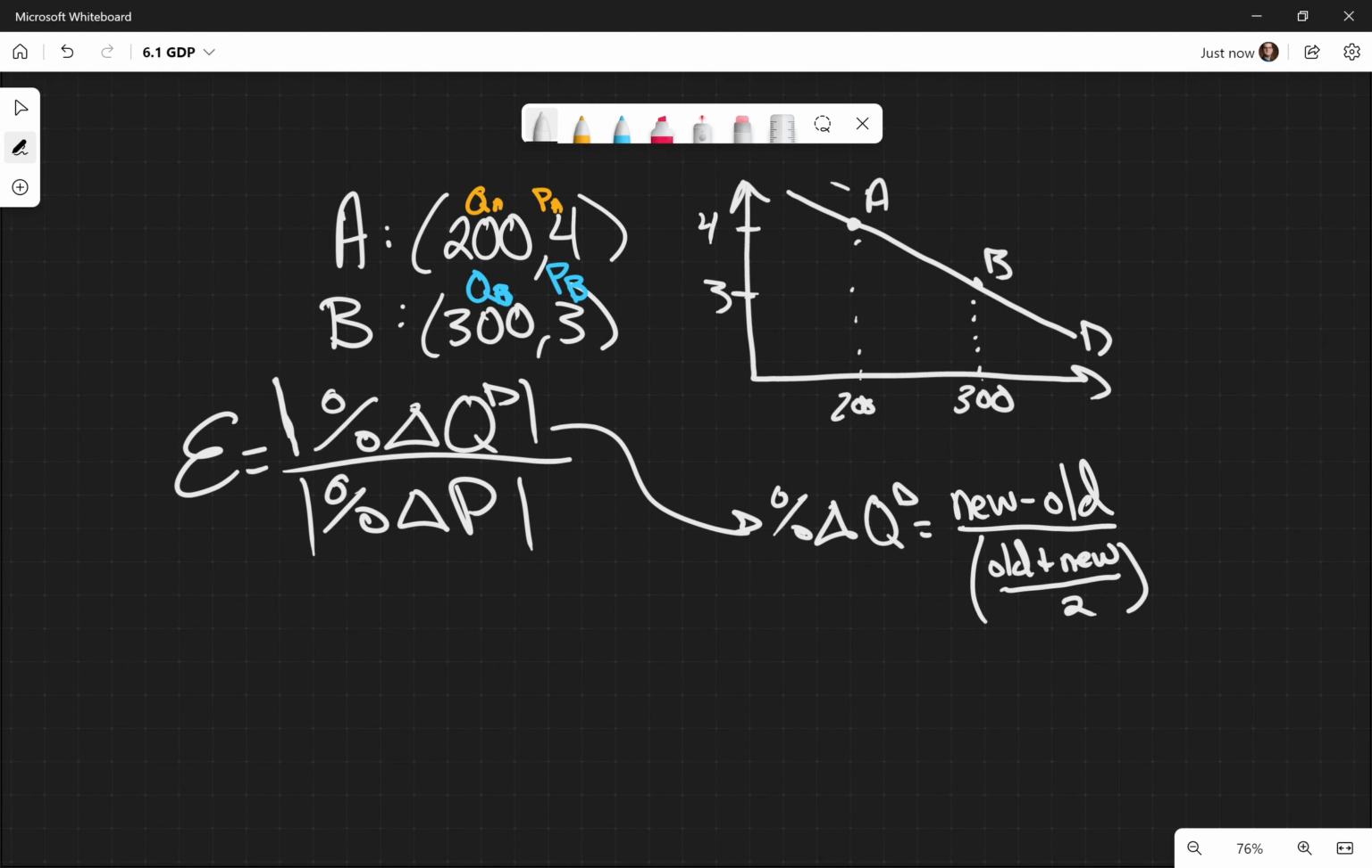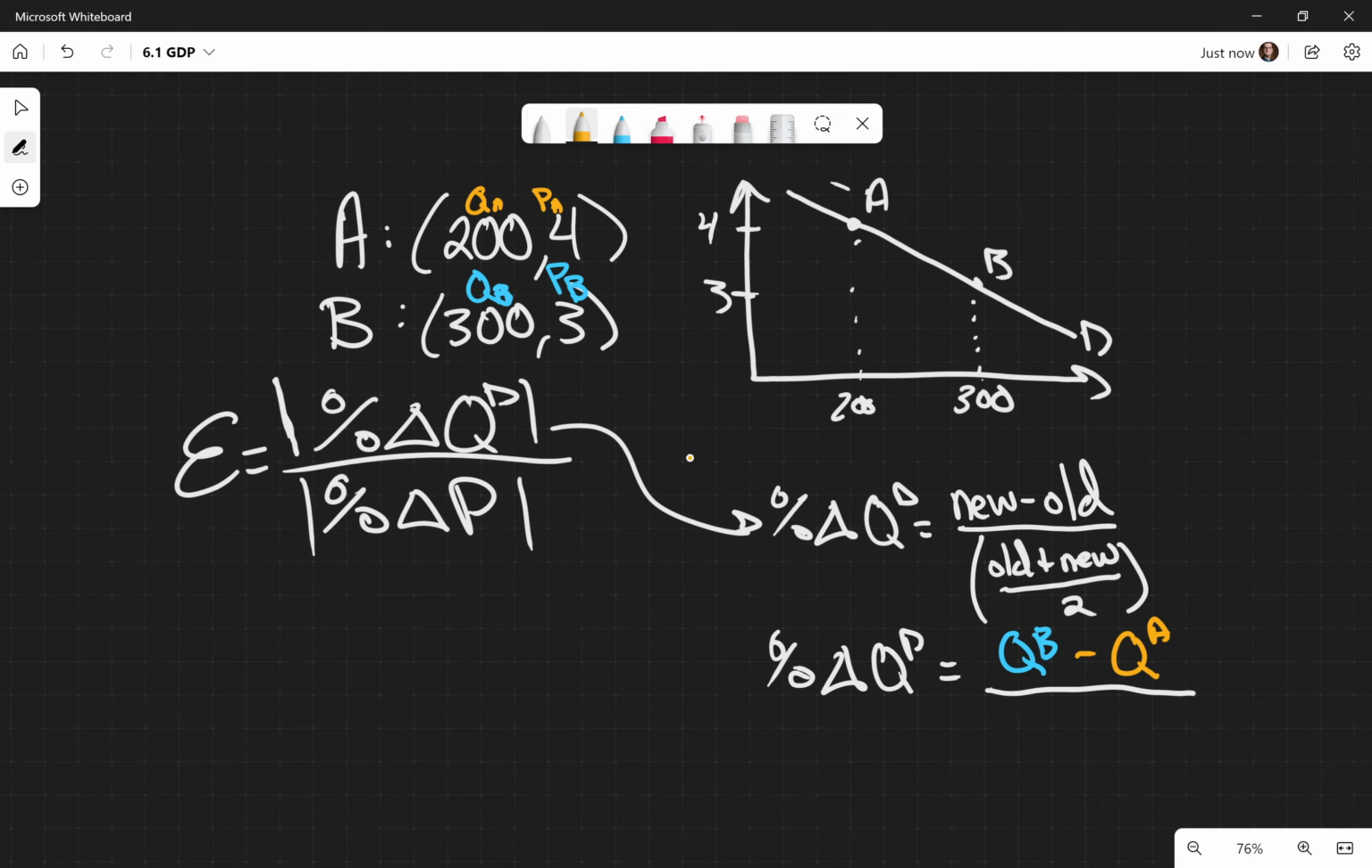Great question. So our percentage change in the quantity demanded is going to be, so we have to pick one of these to be new and one of these to be old, right? And just because of the fact that it's alphabet and left to right, B comes after A, I'm going to pick A to be old and B to be new. So we're going to take the quantity B, we're going to subtract the quantity A, and then we're going to divide it by the average of quantity A plus quantity B, so the average of quantity A and quantity B is just quantity A plus quantity B divided by 2.